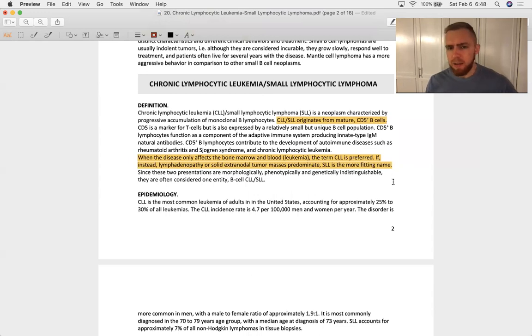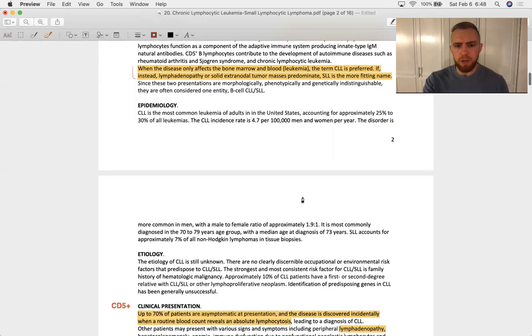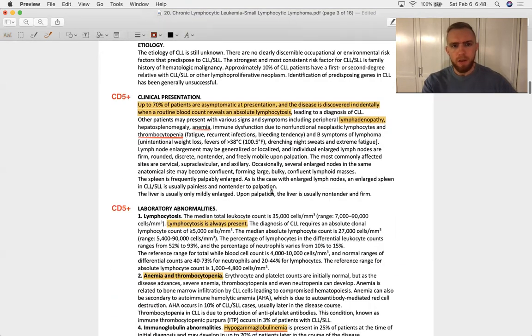CLL and SLL, these diseases, the cell of origin is the B cell, and it's particularly the CD5 positive B cell. B cells don't normally express that, so when you do see a CD5 positive B cell, you know there's some cancer involved. When the disease is in the bone marrow and in the blood, we call it a leukemia. If the bone marrow is not involved, but rather it's solely a lymphadenopathy, then we call it SLL, small lymphocytic lymphoma. CD5 positivity, again, is very important. This is the only leukemia with CD5 positivity.